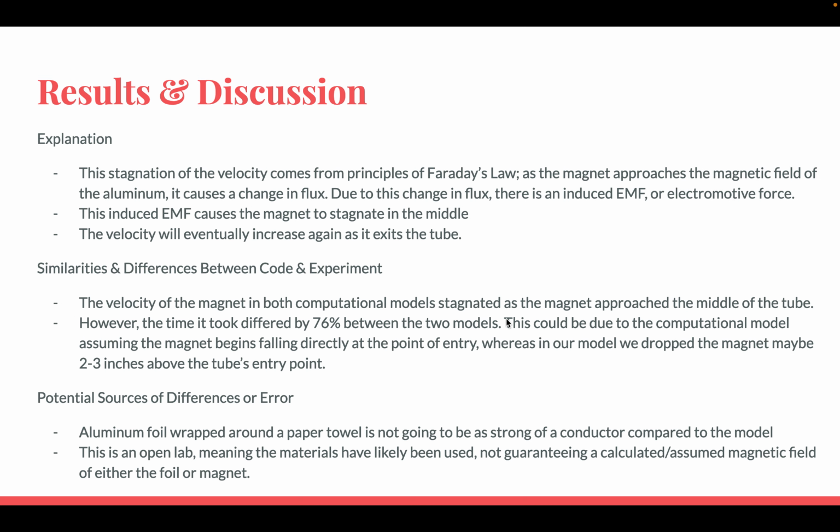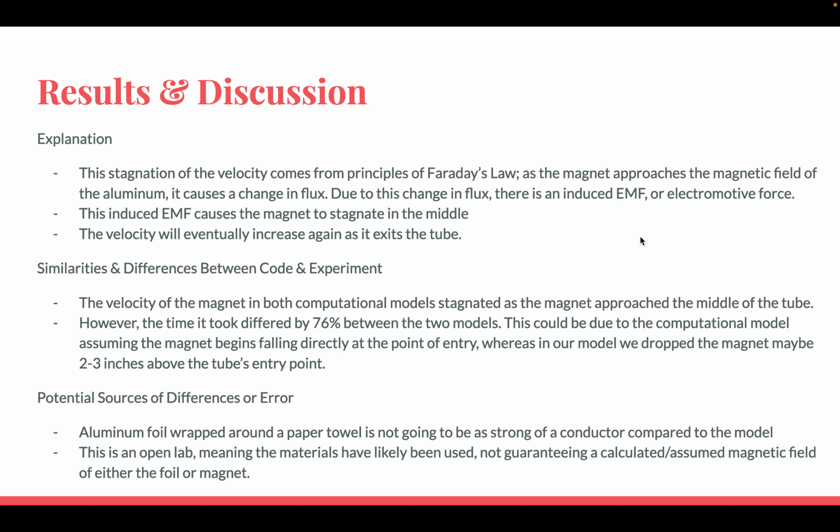The stagnation in velocity of the magnet as it goes through the tube is due to the induced EMF produced as the magnet moves through, causing a change in flux. This induced field temporarily impedes the force of gravity on the magnet, causing its fall to slow down. Generally speaking, the computational model produced very similar results to our experiment in terms of the movement of the magnet. However, the time predicted and observed differed quite a bit, by 76%.